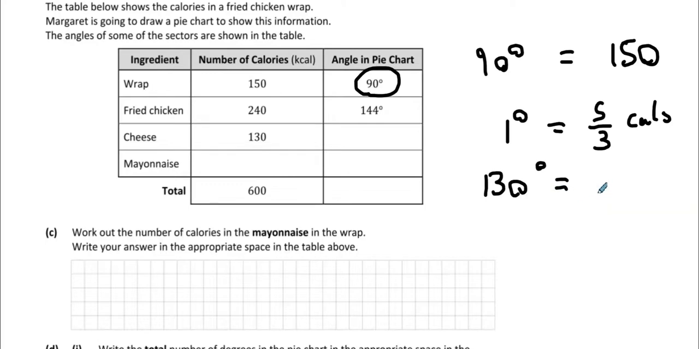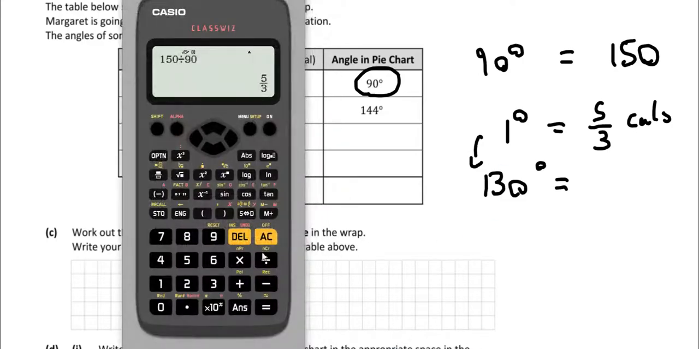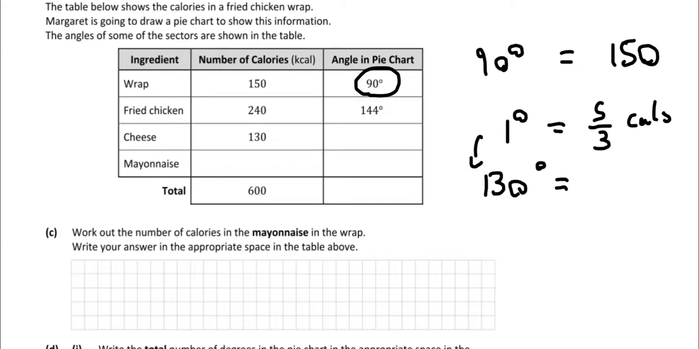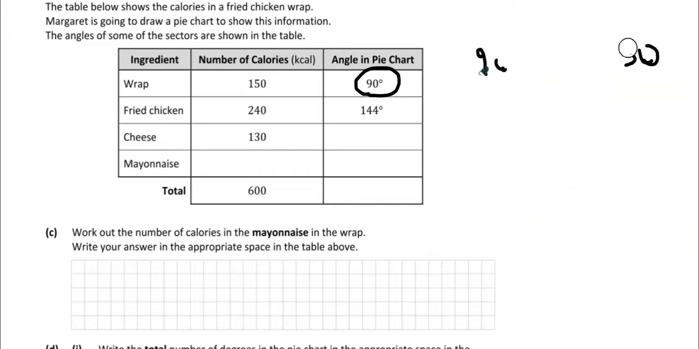Multiply this by 130. What do we get? Because 130 is 130 times bigger, isn't it? So you get your 5 over 3 and you multiply it by 130. What do we get? 200 and roughly. Oh, sorry. Am I messing this up? Oh, sorry. I'm going the wrong way. No. Look at this. Sorry, guys. I'm totally going the wrong way here.